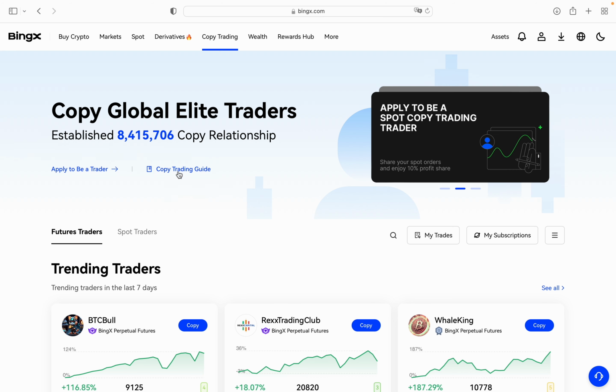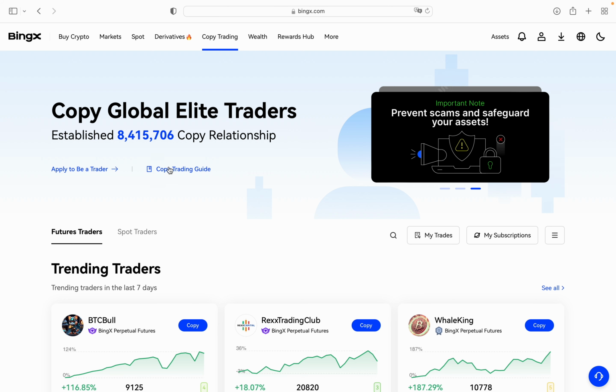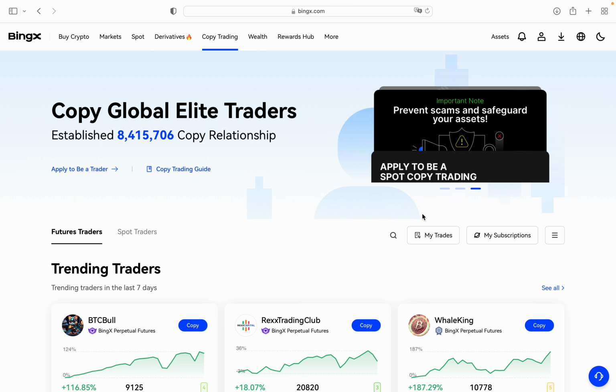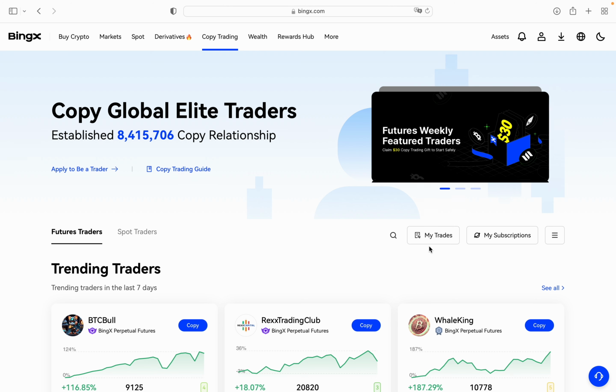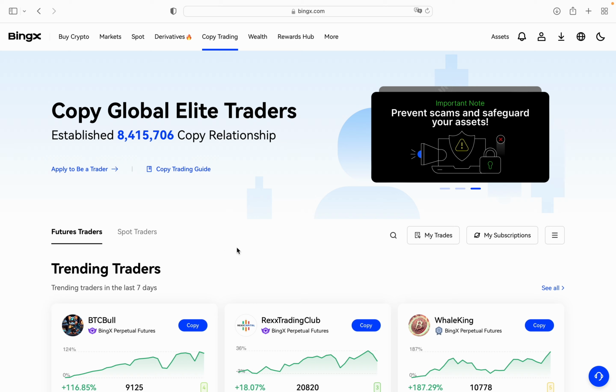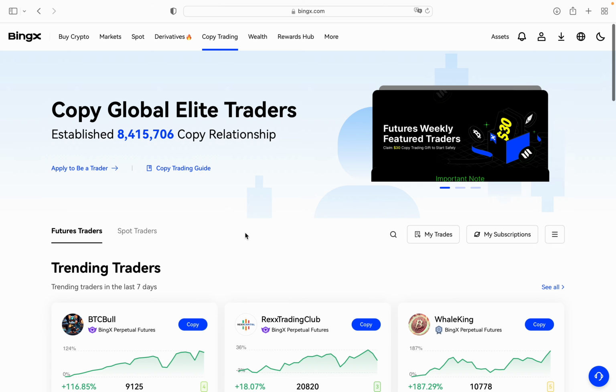Next to it, you will find a copy trading guide. So if you have any questions on copy trading, you can also click here and find different examples and questions. If you want to see your open positions, you can click on my trades and every trade you are taking and your trade history you will find here. And on my subscriptions, you will find every trader you are copying right now. So I think the overview is very simple and easy to understand.